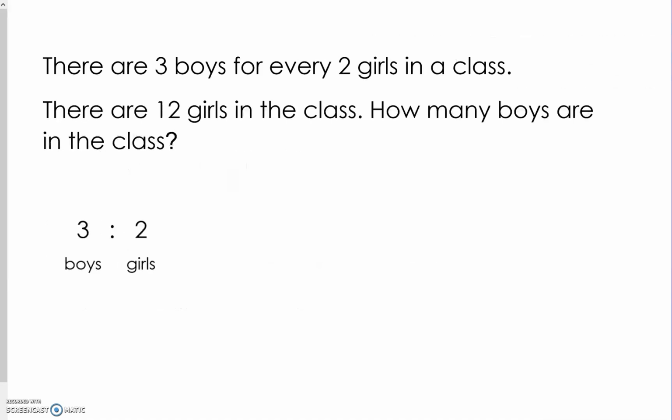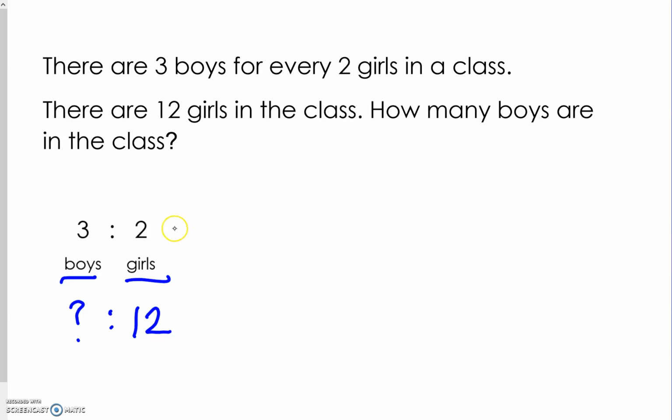Let's look at the first example. There are 3 boys for every 2 girls in a class. There are 12 girls in the class. How many boys are in the class? For this example, we must remember that ratios must follow a particular order. In this case, boys is listed first and girls are listed second. Therefore, if we have 12 girls, how many boys will we have?